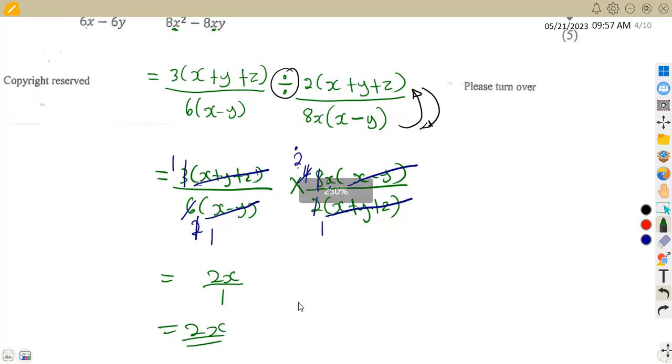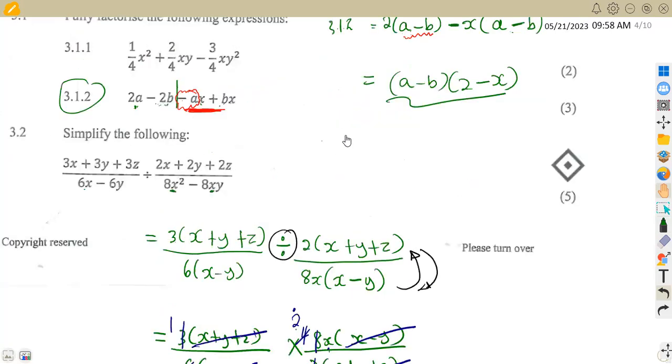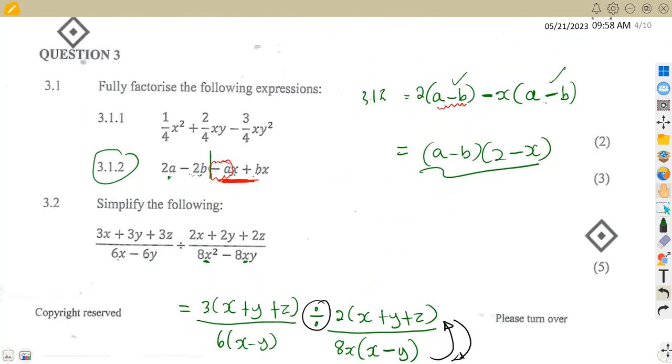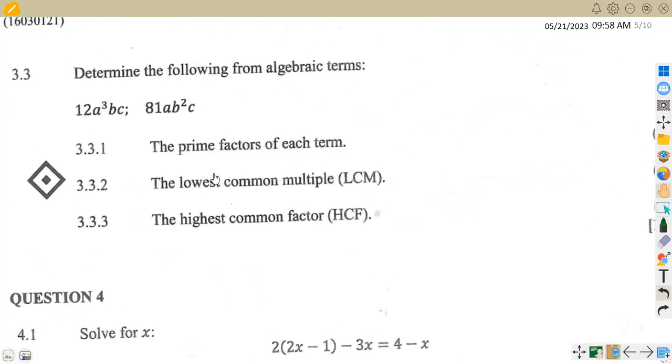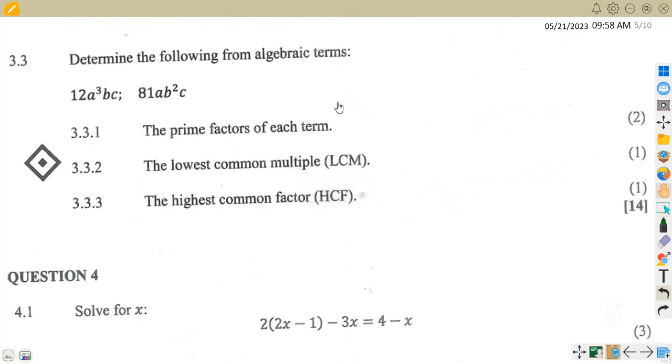Okay, so this is how we can actually apply our simplification from factorizing. Then we can cancel whatever we can as long as it is from the numerator to the denominator of the other fraction. Okay, so that was our question 3.2. Let's check what we have on the other part. So on the other part here, we've got question 3.3, which was for us to determine the prime factors of each term from the algebraic terms that we have. Okay, so you need the prime factors.